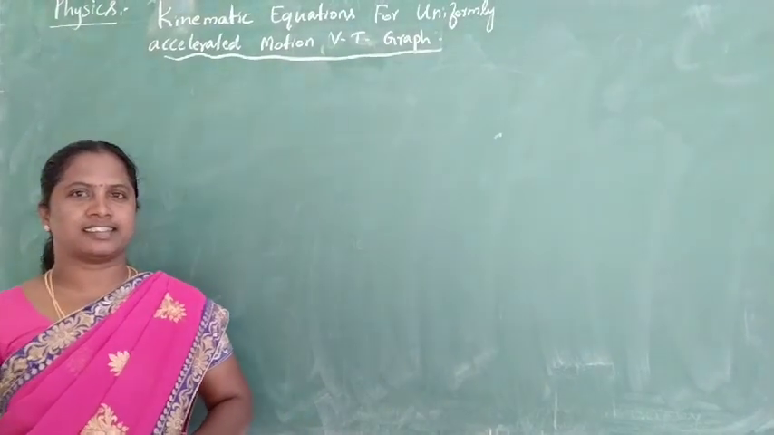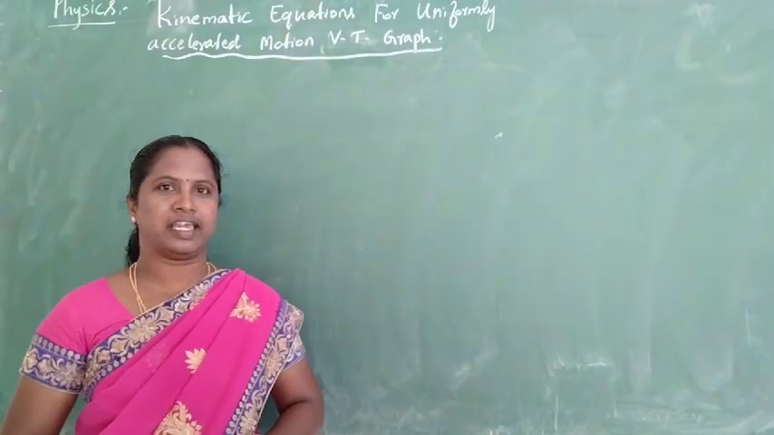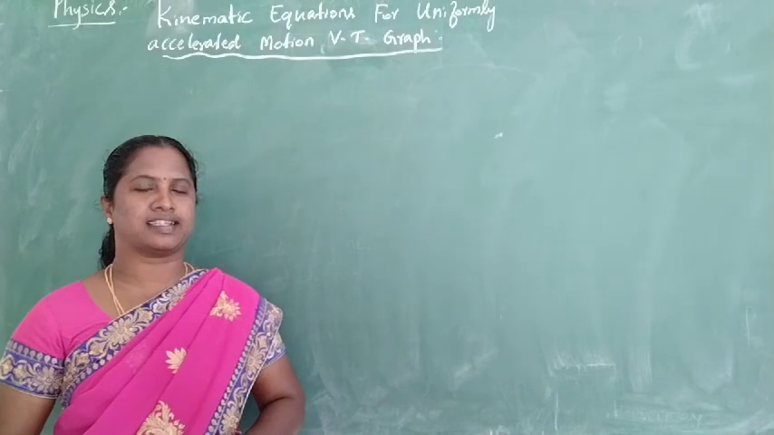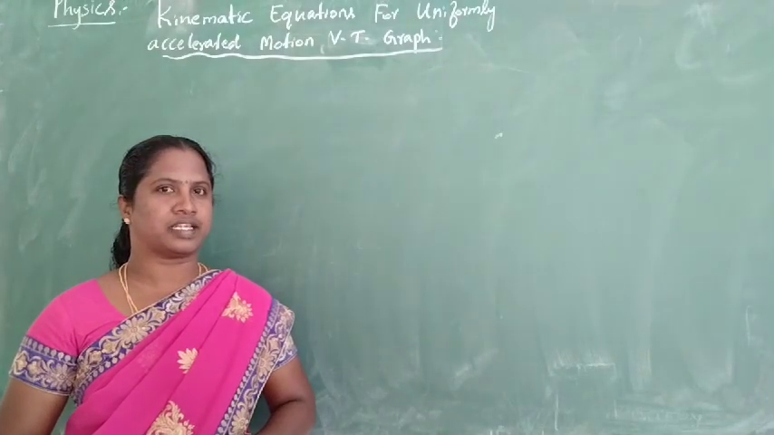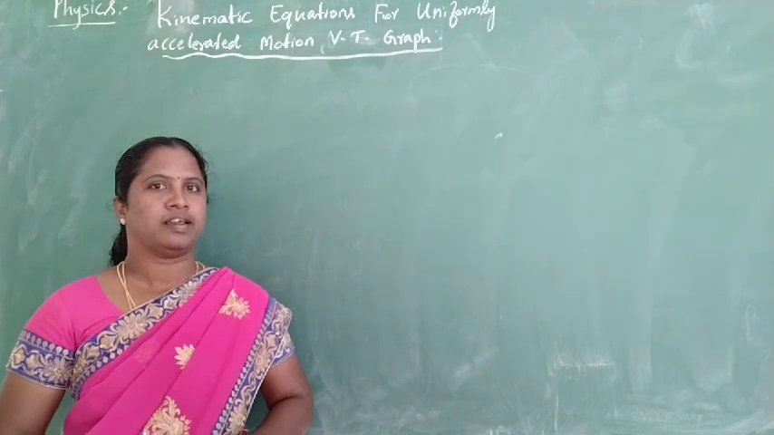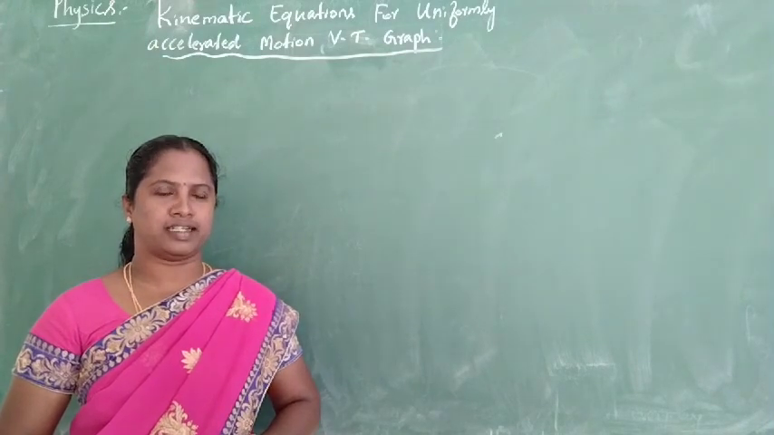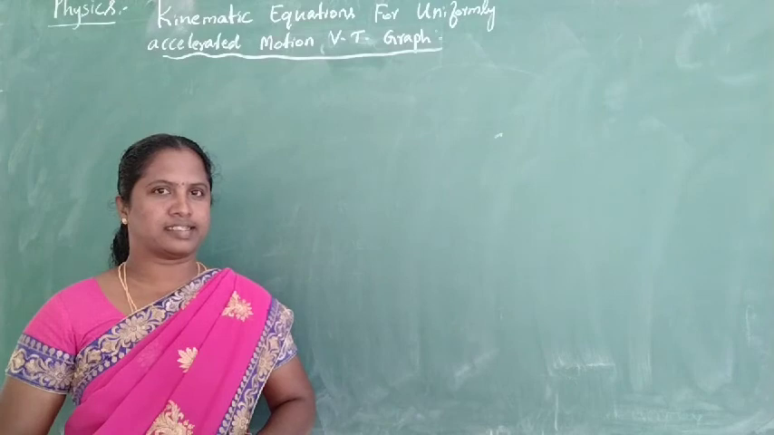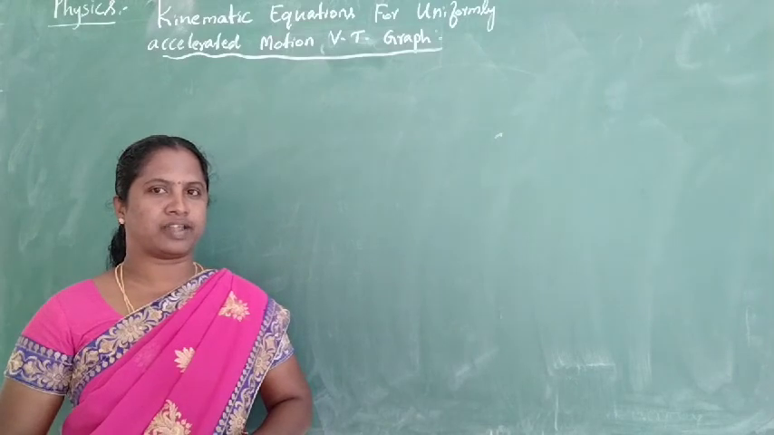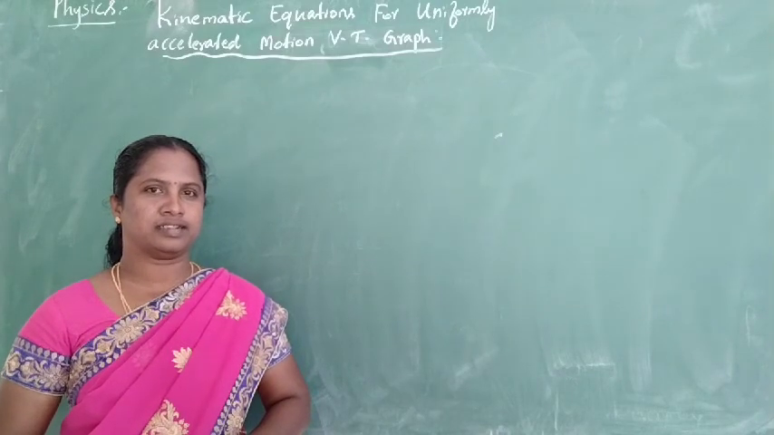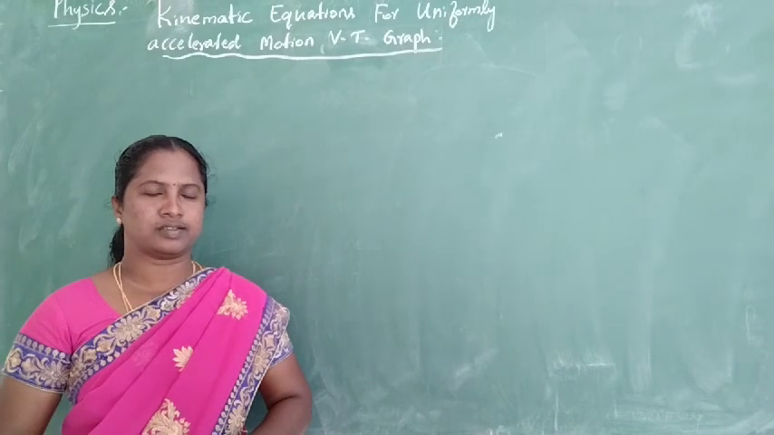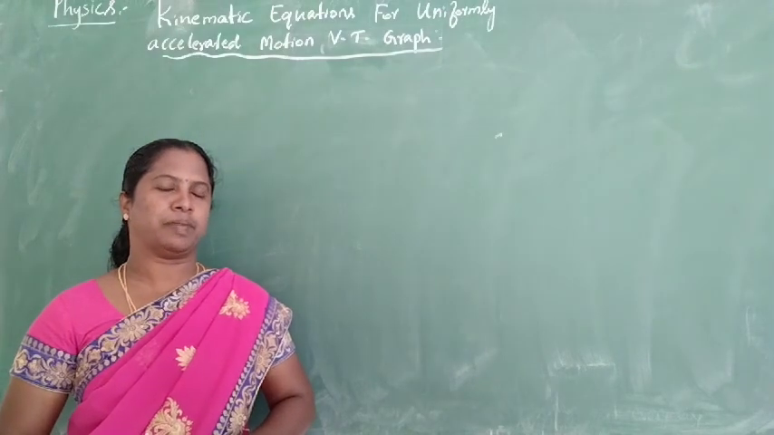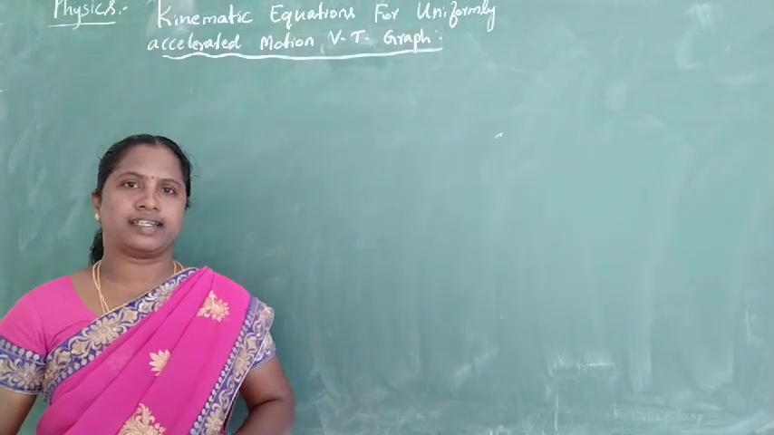In the last class, we discussed the kinematic equations for uniformly accelerated motion. We derived three equations. What are those equations? First one, v is equal to u plus at. Second one, s is equal to ut plus half at square. And the third one, v square is equal to u square plus 2as. These three we derived by taking the velocity time graph.